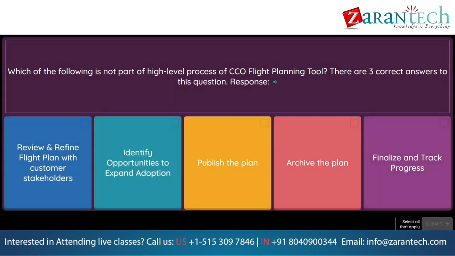Question: Which of the following is not part of the high-level process of the CCO flight planning tool? There are three correct answers to this question. Response: Option 1. Review and refine flight plan with customer stakeholders. Option 2. Identify opportunities to expand adoption. Option 3. Publish the plan. Option 4. Archive the plan. Option 5. Finalize and track progress.